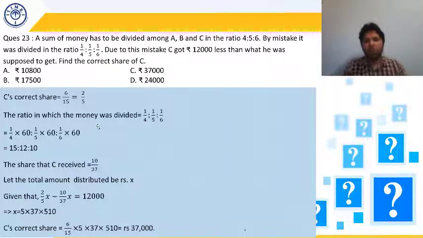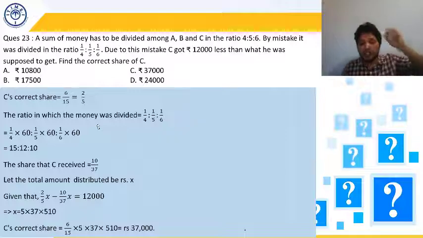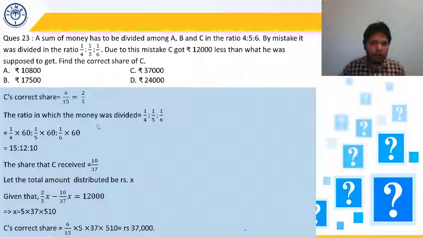So first we have got the ratio points which C was getting, 6 ratio points out of total 4 plus 5 plus 6 which is 15 ratio points. So what was C's share? 2 by 5 of the total money which is to be distributed. That was the actual share which he was supposed to get. But actually, the money was distributed in the ratio of 1/4, 1/5, 1/6, that is 15, 12 and 10. So what was C's share now? It is 10 upon total, which is 37. So 10 by 37 of the total money distributed.